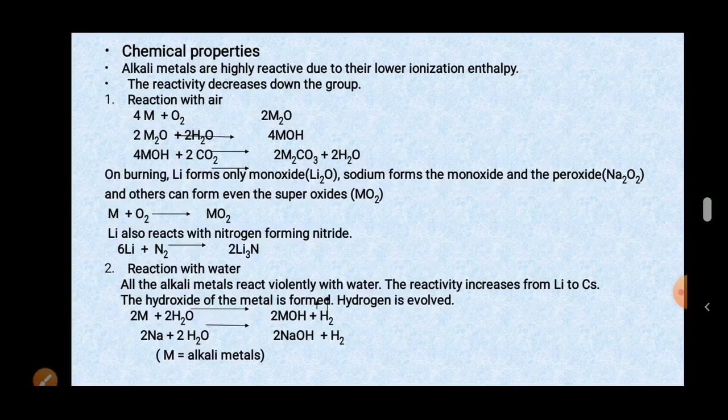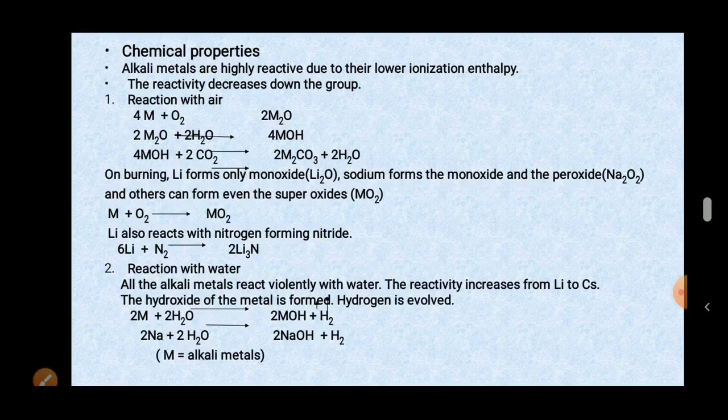Hydration enthalpy I explained. What is the meaning of hydration? Hydration means a substance combines with water. This process is called hydration. The energy involved in this reaction is called hydration enthalpy. Hydration enthalpy is inversely proportional to the size of the cation. Based on that concept, lithium has the highest hydration enthalpy. All these are very important points, and you can easily score marks from this chapter.